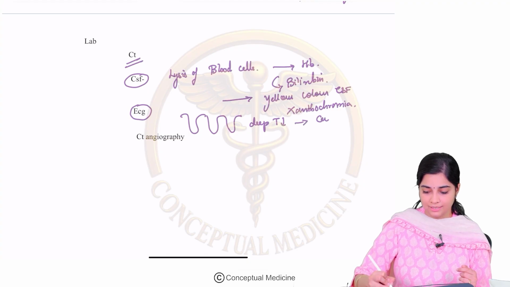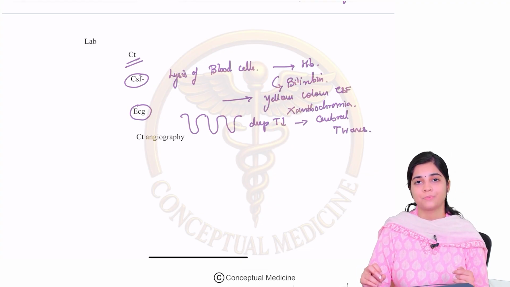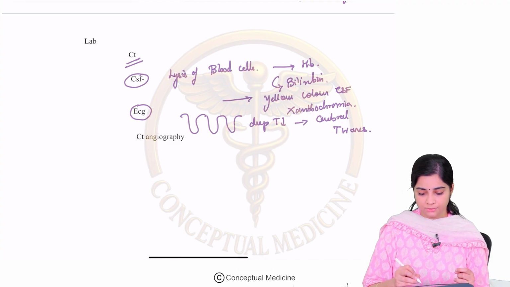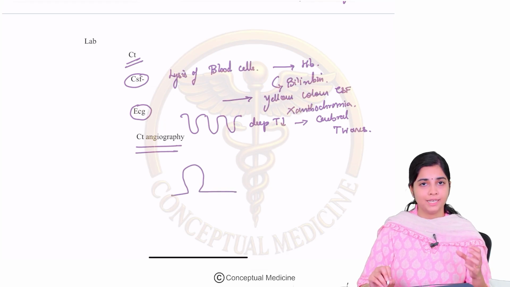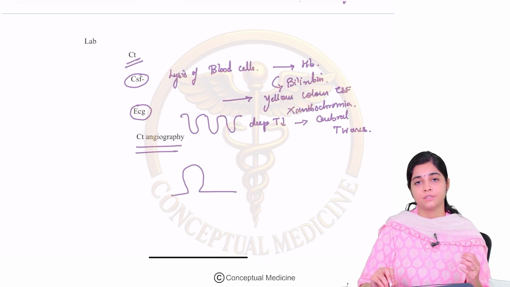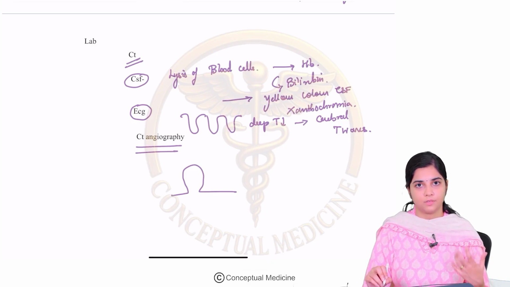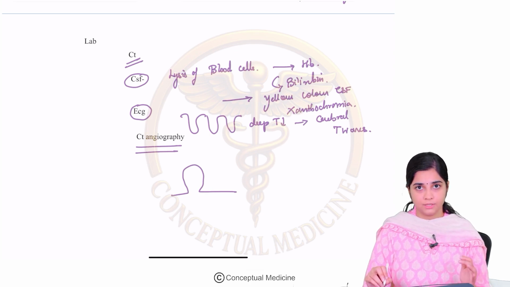what we call the cerebral T waves in your ECG. Then you can do a CT angiography. In your CT angiography, you can find out where the aneurysm is and what the size of the aneurysm is, and when you do a CT angiography, you can also do an intervention and try to clip or coil the aneurysm. Okay, clear? So this is about the various laboratory features which you can find in your subarachnoid hemorrhage.